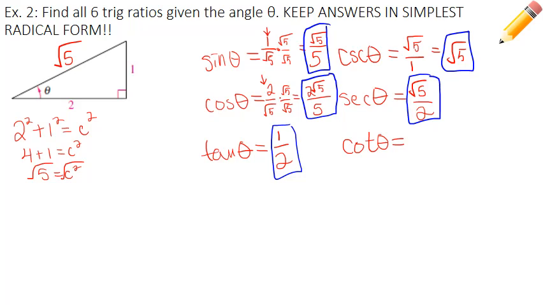And last but not least, the cotangent of theta is going to become 2 over 1, which is also equal to 2.